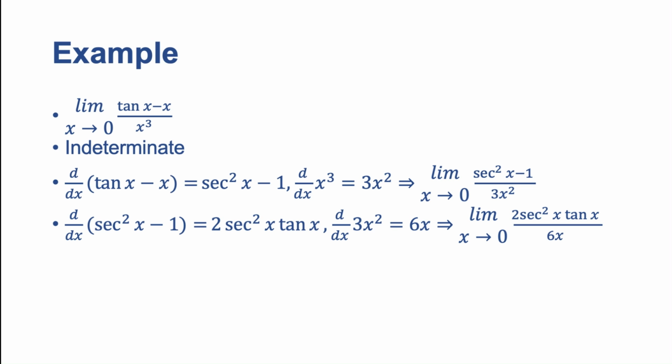So we're going to get the limit as x approaches 0 of 2 secant squared x tangent x over 6x. Now, even though the secant squared of 0 is 1, the tangent of 0 is 0, and 6 times 0 is 0, so that kills the whole limit. So that's going to be 0 over 0. So again, we have an indeterminate form.